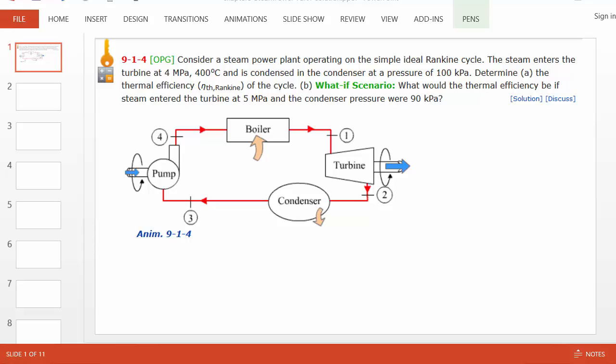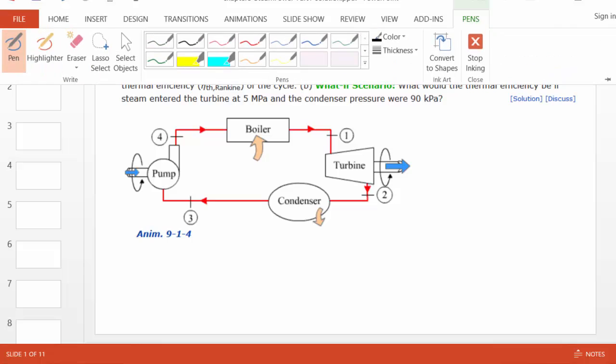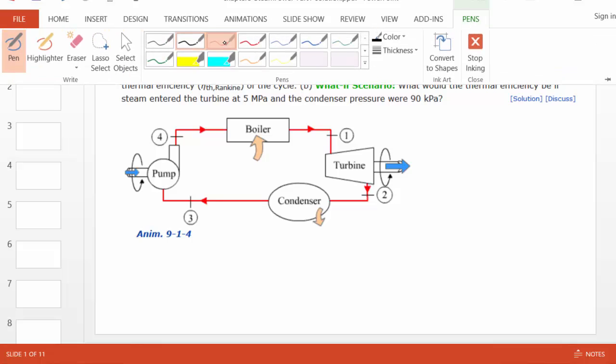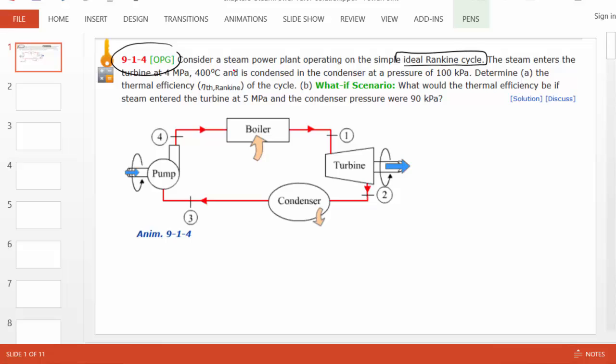Okay, let's solve a very simple steam power problem using an ideal Rankine cycle. Let's see what information is supplied. Steam enters the turbine at 4 MPa, 400 degrees Celsius. Therefore state 1 is given to us, and the steam is condensed to a pressure of 100 kPa. So the condenser pressure is known. Determine the thermal efficiency of the cycle.